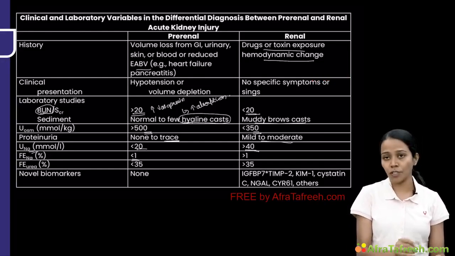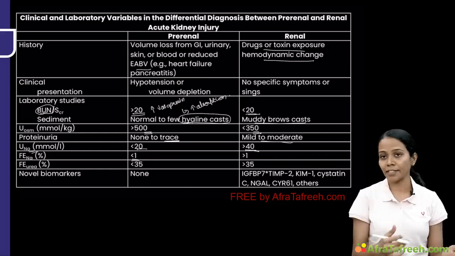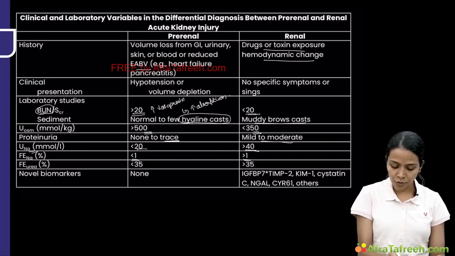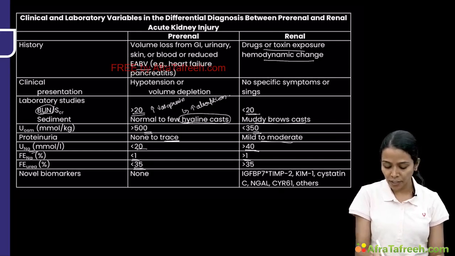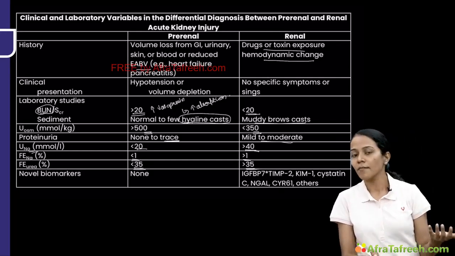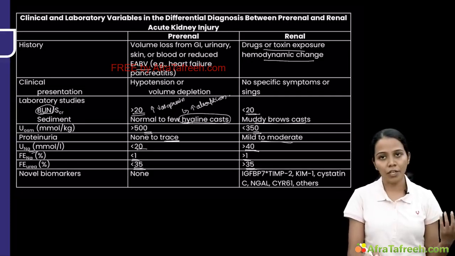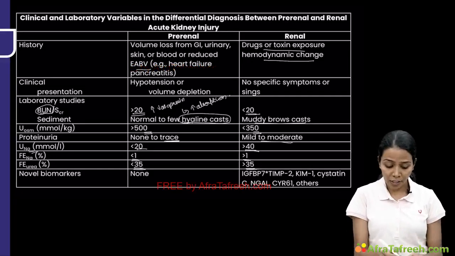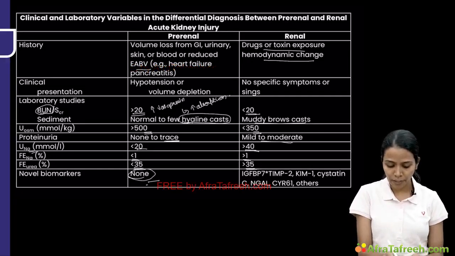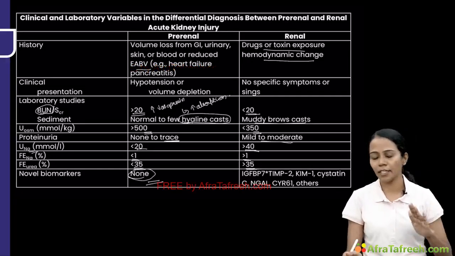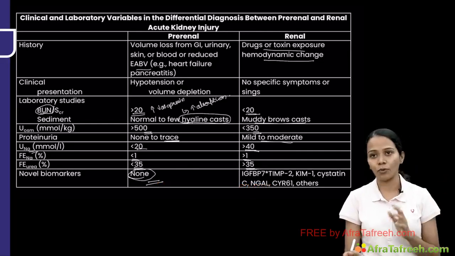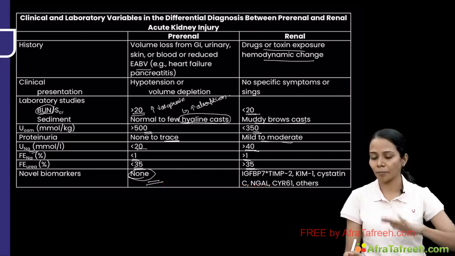Fractional excretion of sodium also is going to be less than 1. I'll come to this later. Here it's going to be more than 1. Fractional excretion of urea is going to be less than 35. Here it's more than 35. In some situations where we can't use fractional excretion of sodium, we use fractional excretion of urea. And there are no novel biomarkers for prerenal AKI. Remember this, prerenal AKI, no novel biomarkers. All novel biomarkers are for renal only because all these are excreted from the tubules.